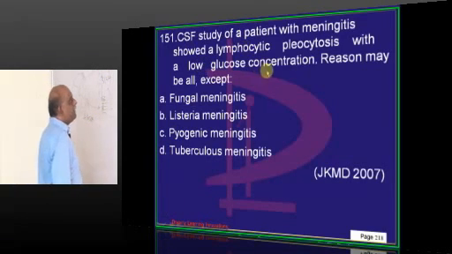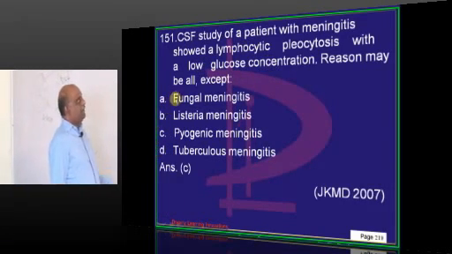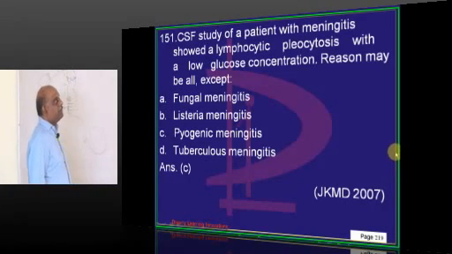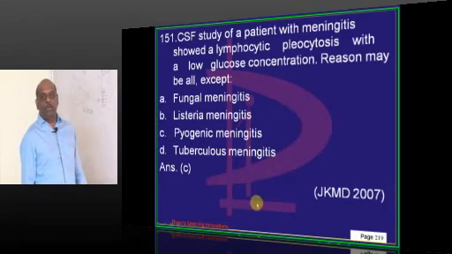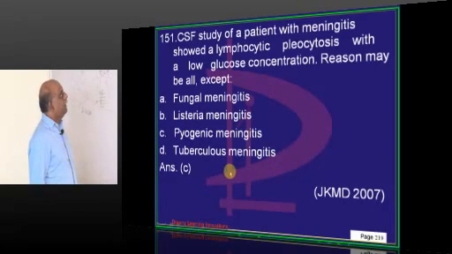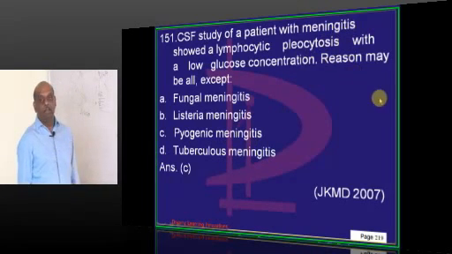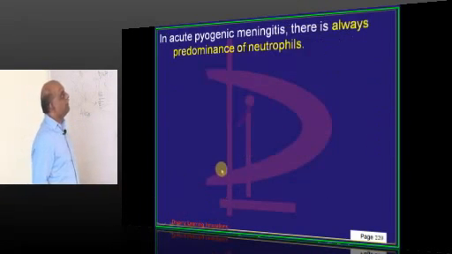Now there is a meningitis with lymphocytic pleocytosis but a low glucose concentration. So it can be fungal, Listeria or TB, but not pyogenic. Pyogenic will lead to neutrophilic leukocytosis.